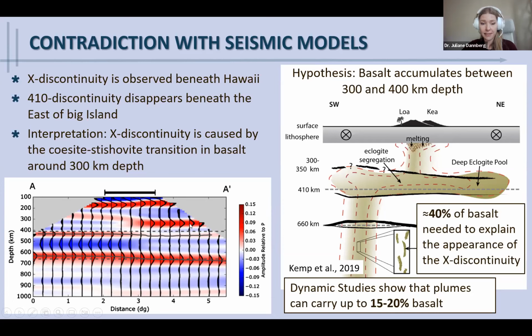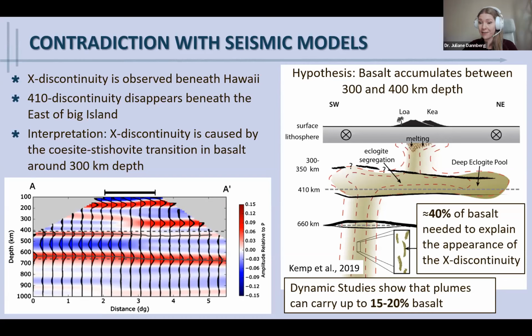And instead, we see the X discontinuity here in 300 kilometers depth. And the interpretation is that this X discontinuity is caused by the coesite-stishovite transition in basalt that occurs around that depth. And so in order for that to work, what would have to happen is that we have a plume that contains some basalt, and this basalt might accumulate in this depth range of 300 to 400 kilometers, and then it would cause our observation of the X discontinuity.